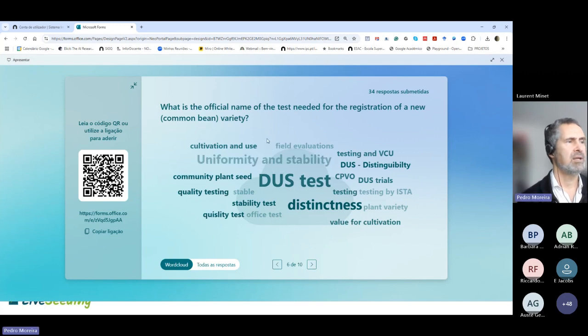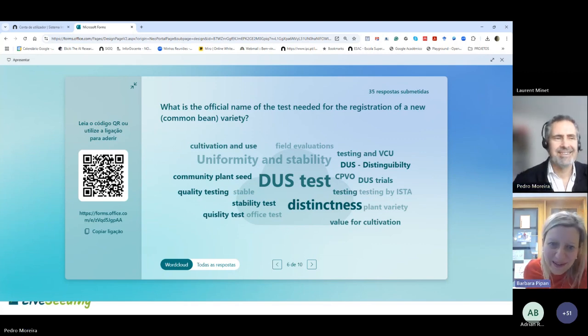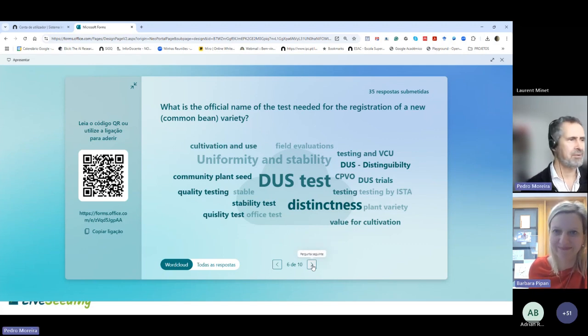Well, this one is from Barbara. Barbara, do you want to give us some hint? Yeah, it's actually nicely presented that this is the DUS test, which is the correct answer. And of course, what this stands for is distinctiveness, uniformity, and stability of the registered variety. So this is very correct. Good, thank you, perfect.